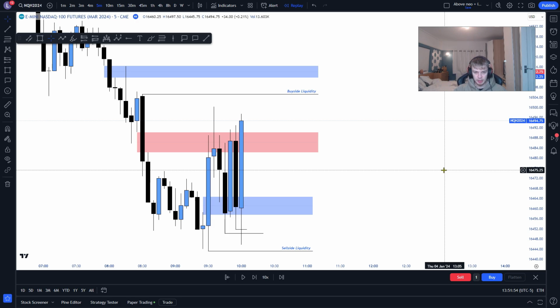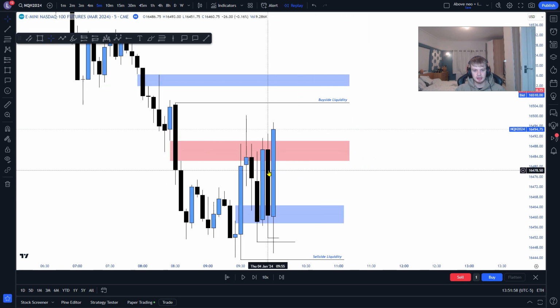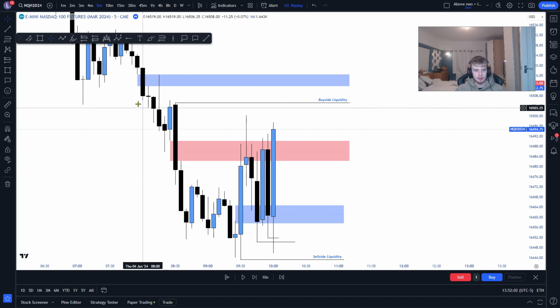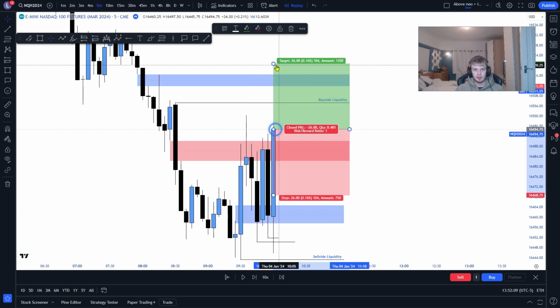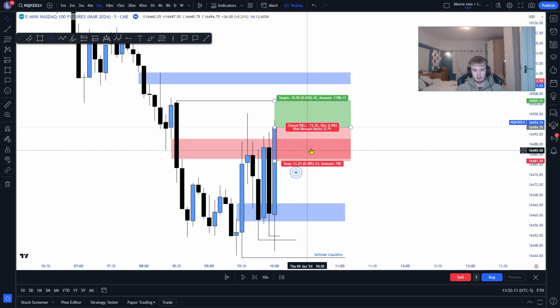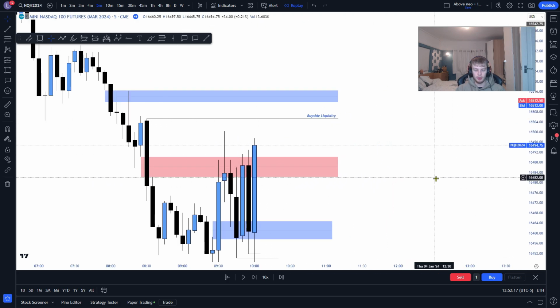The price action has come up and it has actually inversed this 5-minute bearish fair value gap. As you can see, that 5-minute bearish fair value gap has been inversed here. So what would we do? You could now enter a long position targeting buy side liquidity. Your stop loss would be if you get a candle close back below this 5-minute fair value gap.